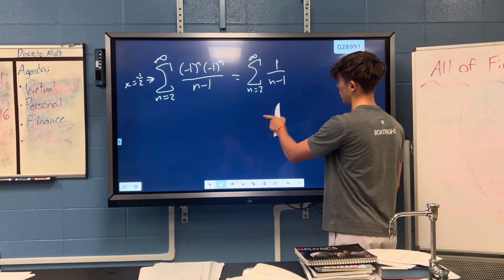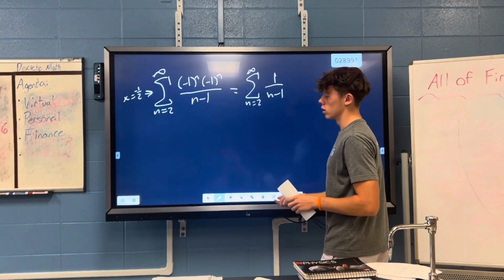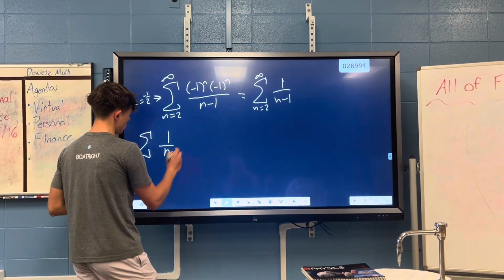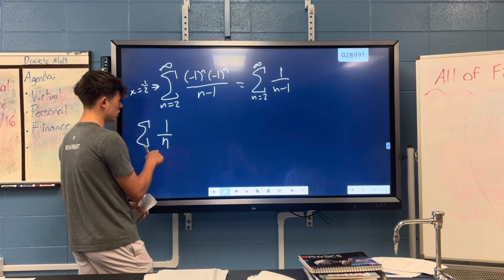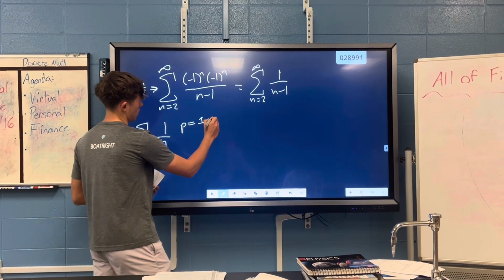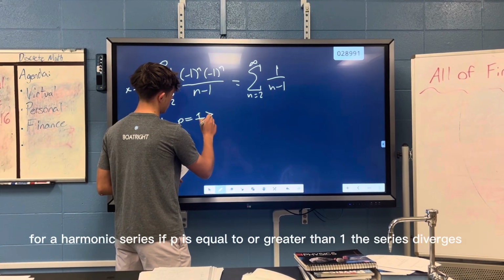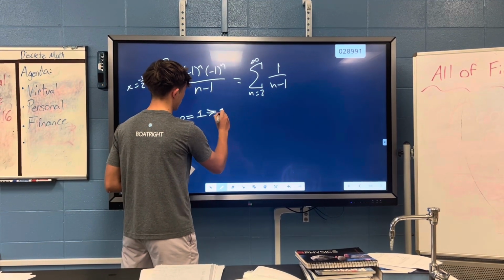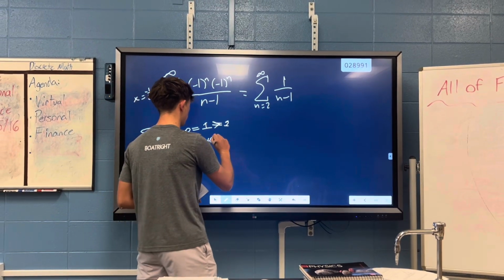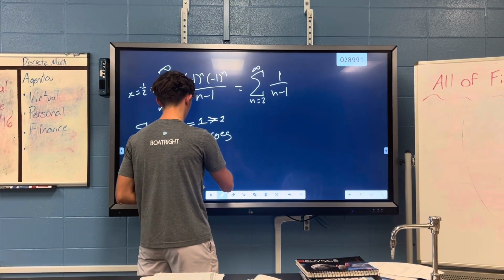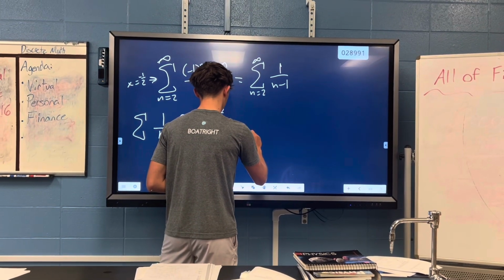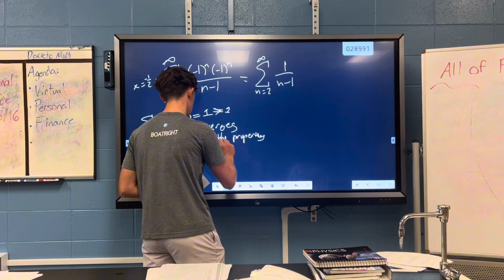And then to compare this, I'm going to go straight to the direct comparison test and compare it to 1 over n. And then to figure out if this diverges or converges, you do the p-test. So p equals 1, which is just equal to 1, which means that this diverges by the properties of the harmonic series.